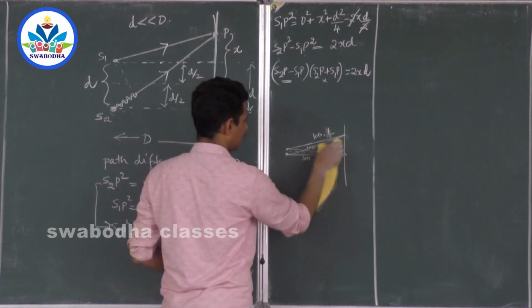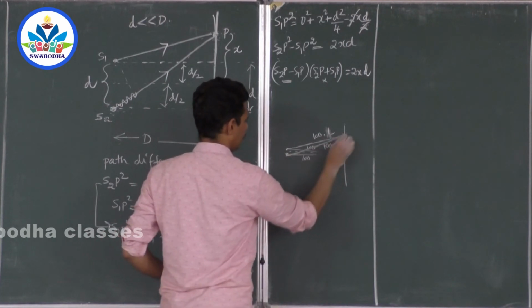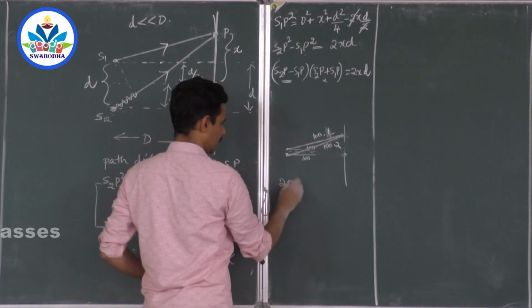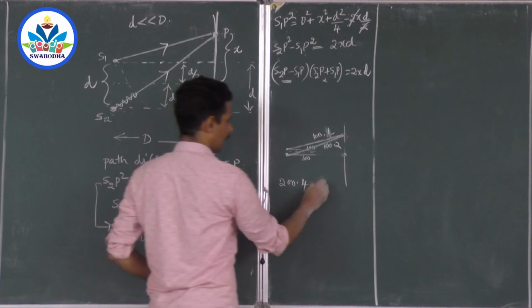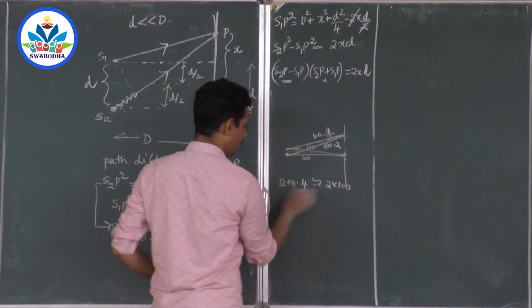Because the lower one has to travel more distance. This is 100.2, this one, and this is 100.1. Now when you add these two, what will you get? 200.4. Right? It is almost equal to 2 times 100, because 0.4 can be neglected.